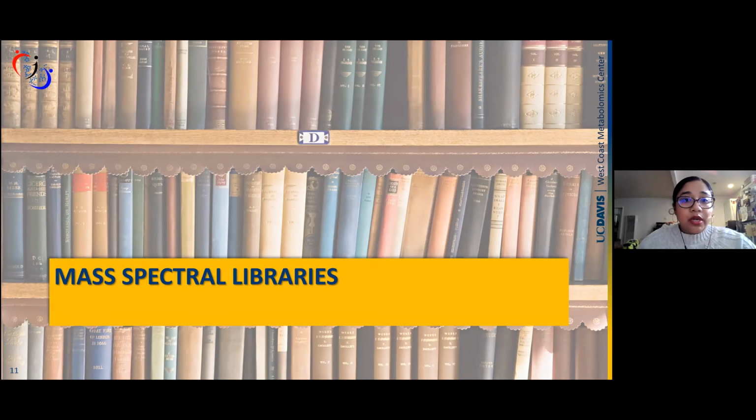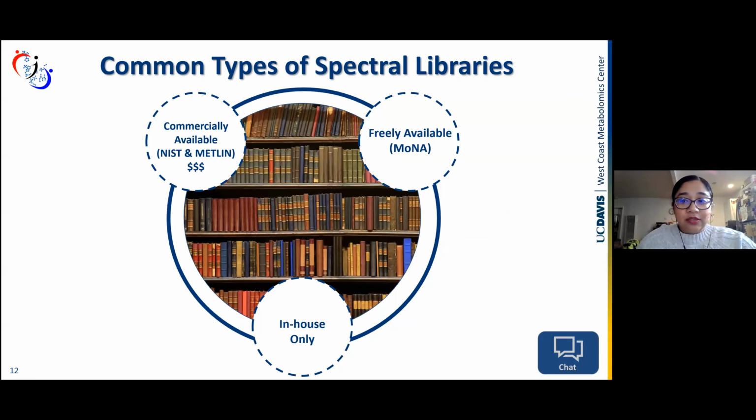So first, I want to cover mass spectral libraries. This is something that's near and dear to my heart, as this has been a focus of mine for a very long time. So there are some common types of spectral libraries. The first one is commercially available libraries. These are ones that you have to pay for. Normally, common ones are NIST or METLIN. There are also freely available libraries such as MONA. I'll go over much greater detail about MONA in a second. And then there's in-house only.